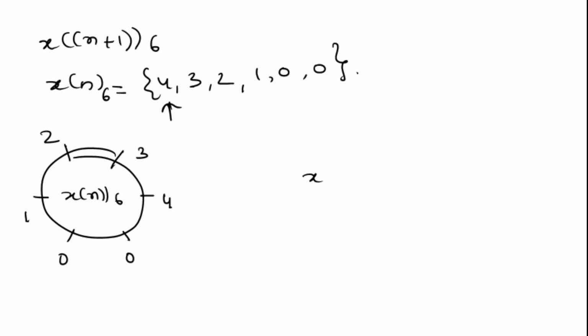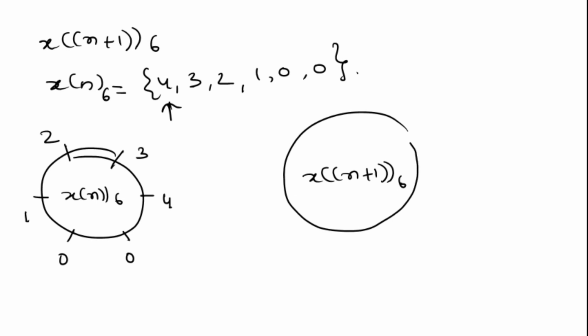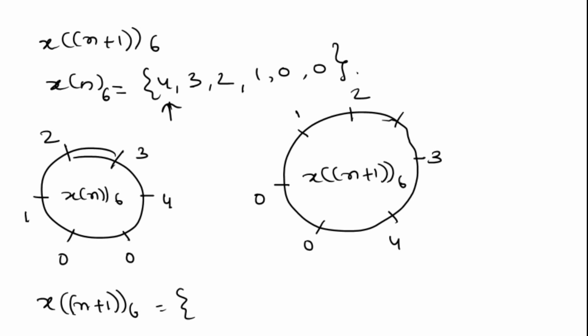Next we have x of n plus 1 of 6. We have to shift the previous signal in the clockwise direction by 1 unit. So 4 will come here, 0 will go here, then 0, 1, 2 and 3. We can write the answer as x of n plus 1 of 6. This is the 0 position, and we consider it in the anti-clockwise direction: 3, 2, 1, 0, 0, 4.